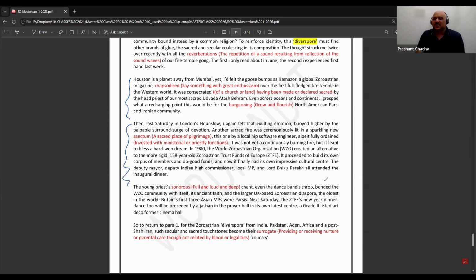So basically, tracing their origins, they come to these places to find where they belong, right? And this is a basic human desire. Human beings want a sense of belonging. So these places become their surrogate country.